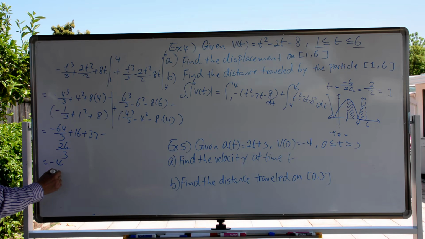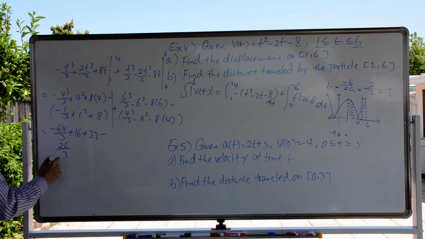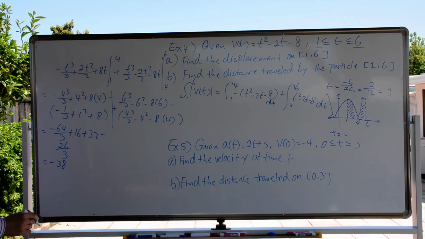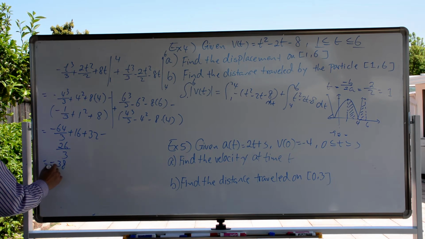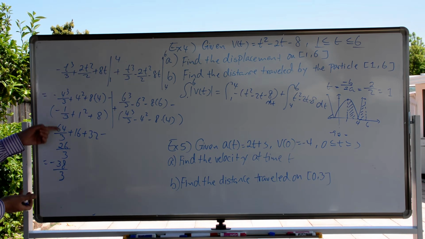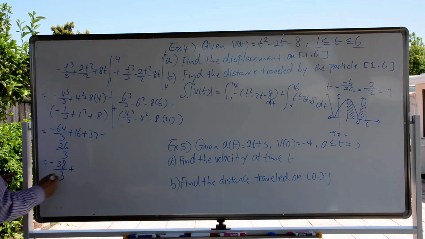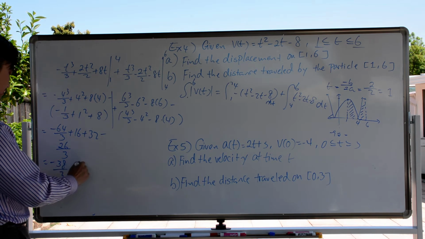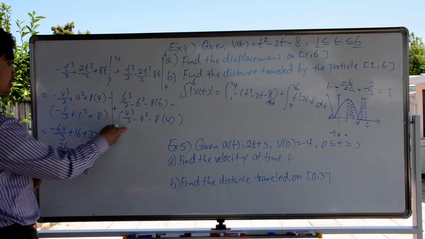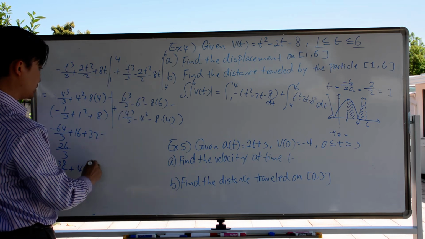Combine the fractions together. Negative 40, hold on a second. It's actually negative 38 over 3, once you combine them, because you're just doing subtraction right here. And then 16 plus 32, we do have 48. Okay, so what about this part right here? So bring it down.